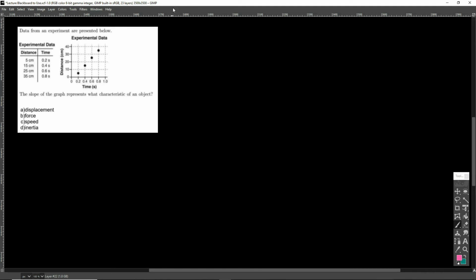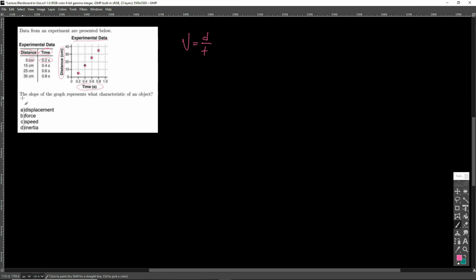Okay, this one's probably pretty easy. Let's take a look. Data from an experiment are presented below. So we have some experimental data. We have distance and we have time. So we know immediately when you hear those two words together, we're thinking about a velocity. So again, this is just another velocity graph, a distance versus time graph. How an object's distance changes as time ticks on. Notice that the units are in centimeters this time, but that's no big deal. It's still a distance. Time is in seconds now.